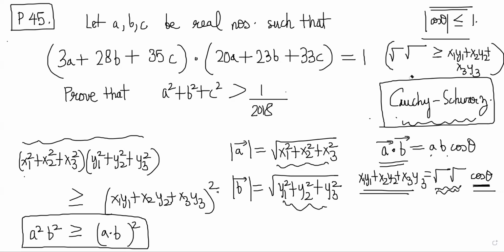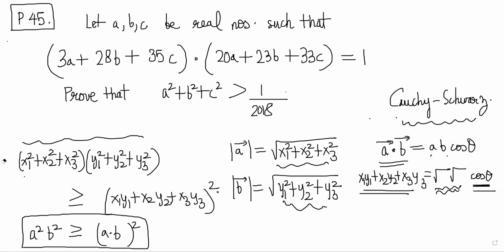Is it clear? Yes, sir. For any reals, it is true. The equality happens when x1 and y1 are proportional. When the two vectors are parallel, then you will get equality because then cos theta will be 1. Do you understand what I'm saying? Suppose two vectors were parallel, the angle between them is 0, then cos theta will be 1, right? In that case both sides will be equal, right? Correct? So the equality case happens when the two vectors are parallel.